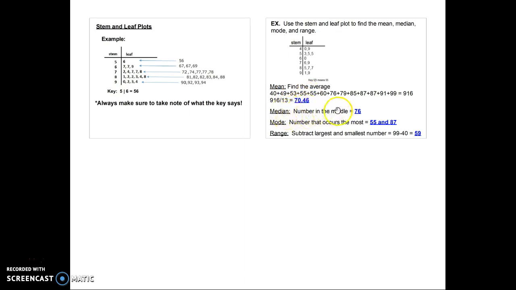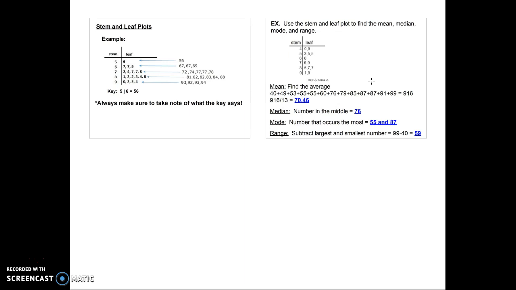Median is your number in the middle. So remember, once you have them written out from your mean, just cross them off back and forth until you get to the middle number. So we end up with a middle number of 76. Mode is the number that occurs the most. So if you look at your set of data, we actually have two modes here. Okay, I have a 55 that shows up twice, and I also have an 87 that shows up twice. So since they both show up the same amount of times, they're both the mode. It's okay to have more than one mode.